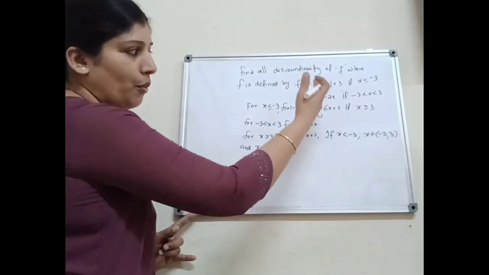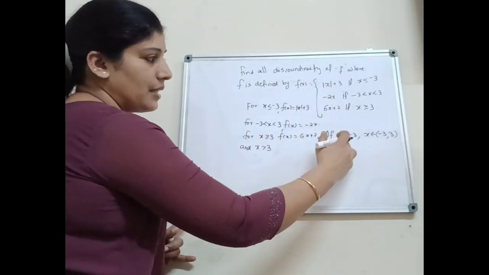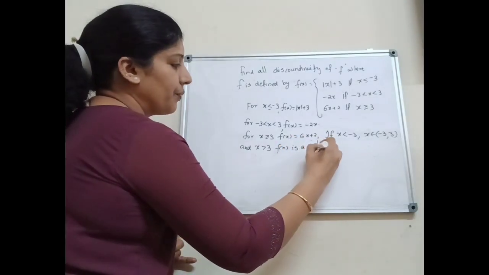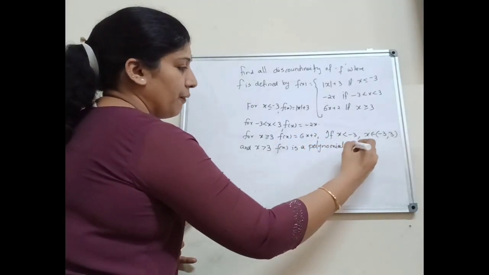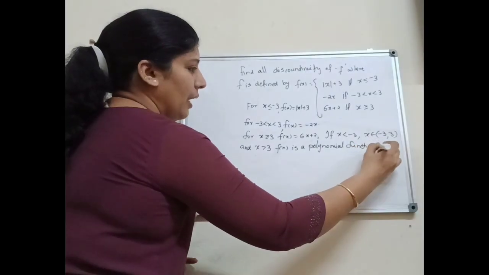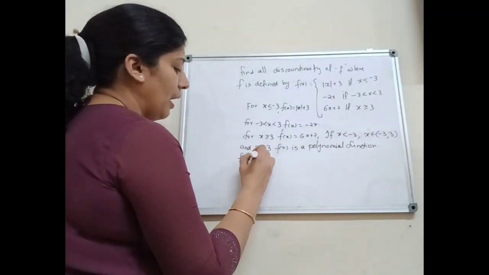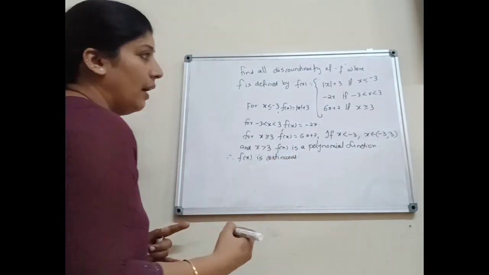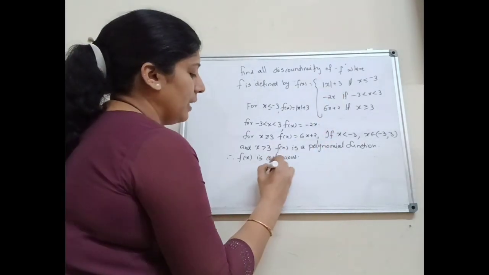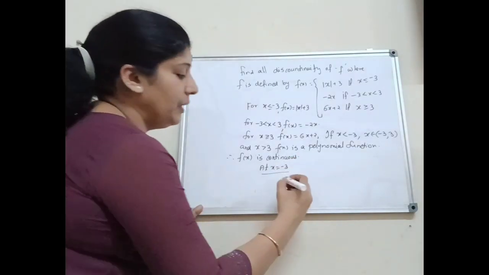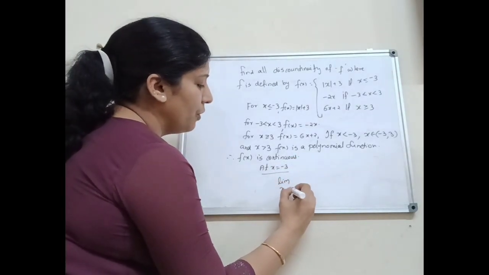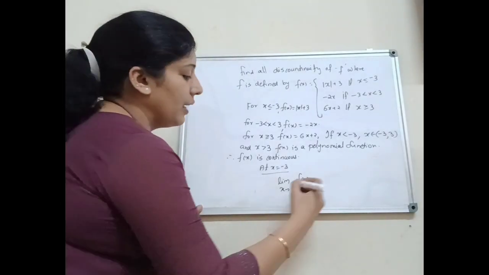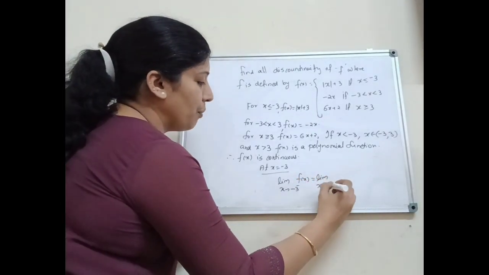That is, it is also a polynomial function. Here, for x less than minus 3 and x greater than 3, f of x is a polynomial function. Here, the given function f of x is a polynomial function. Therefore, f of x is continuous. Next, we can check point-wise continuity. First we can check at x equal to minus 3 the left-hand limit, that is, the limit as x tends to minus 3 minus of f of x. That is the left side of the function. Here we can consider the limit as x tends to minus 3.